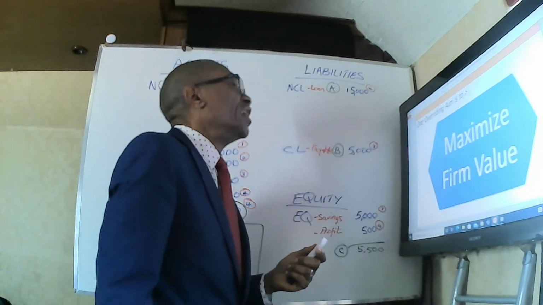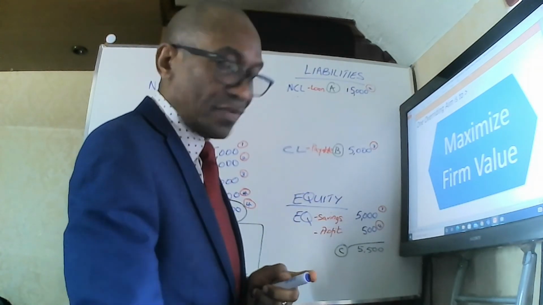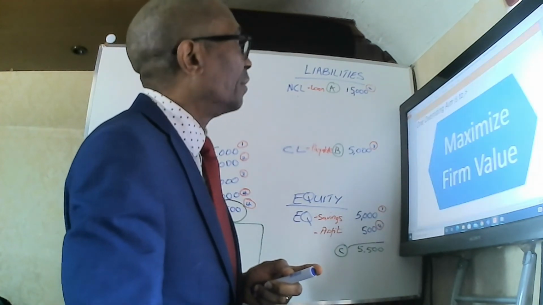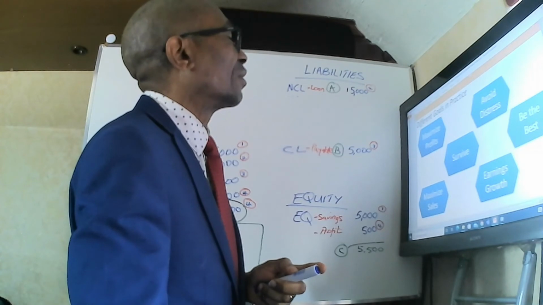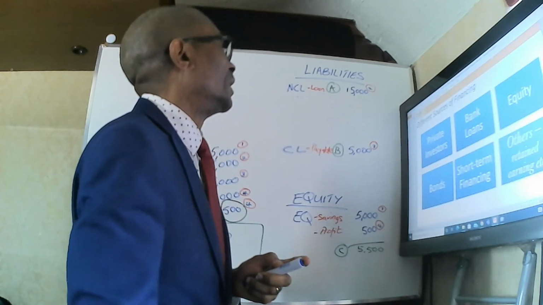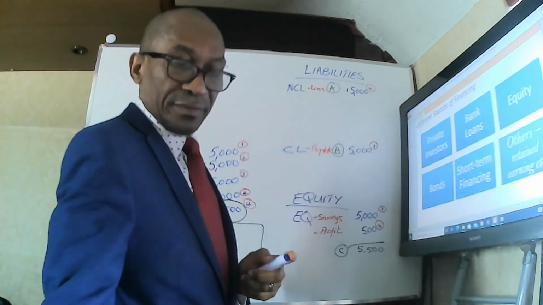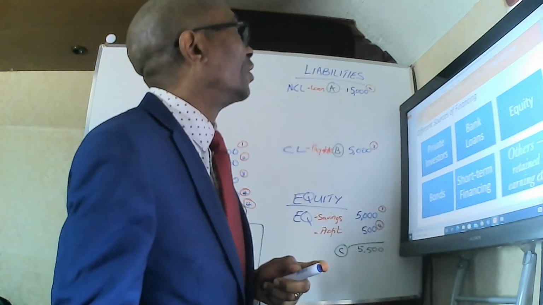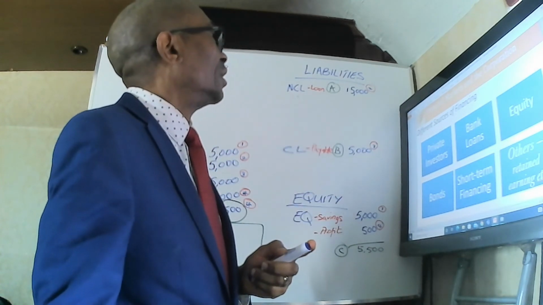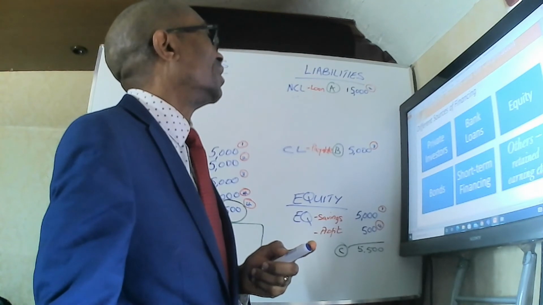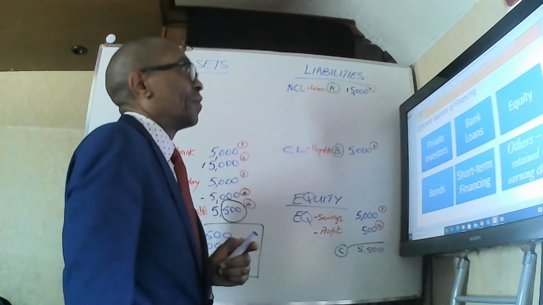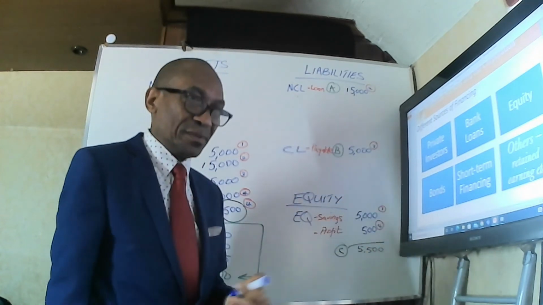The overriding aim is to maximize firm's value. That's the overriding aim of corporate financial management. There are different sources of funds, financial market and the corporation. Different sources. We've actually touched all the sources practically here. This is just for you to read up.